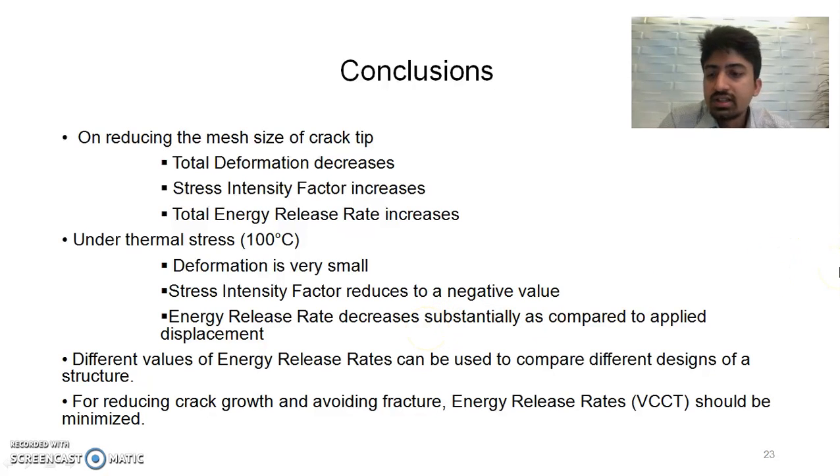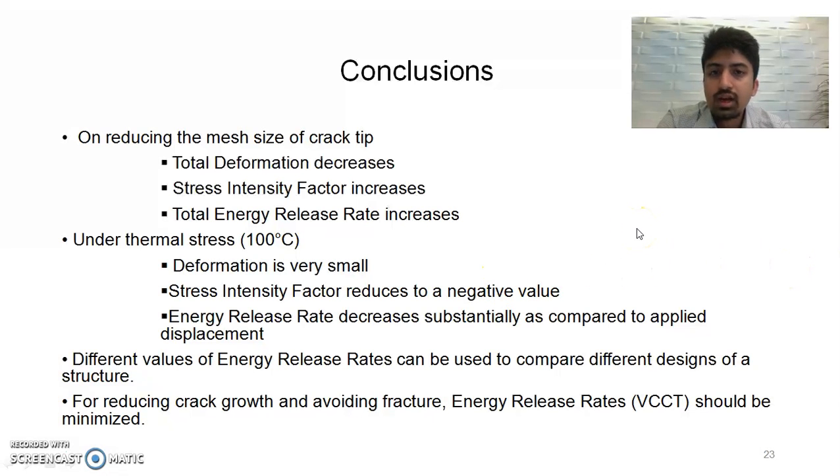So using different viscosity values or energy release rate values, we can compare different designs, and we can see how the energy release rate can be minimized. And our objective should be to minimize the viscosity value as much as possible in order to avoid fracture.